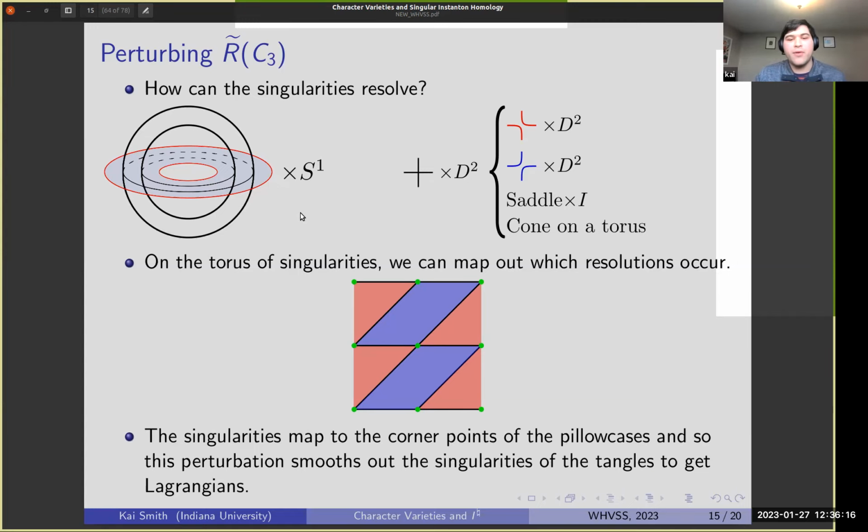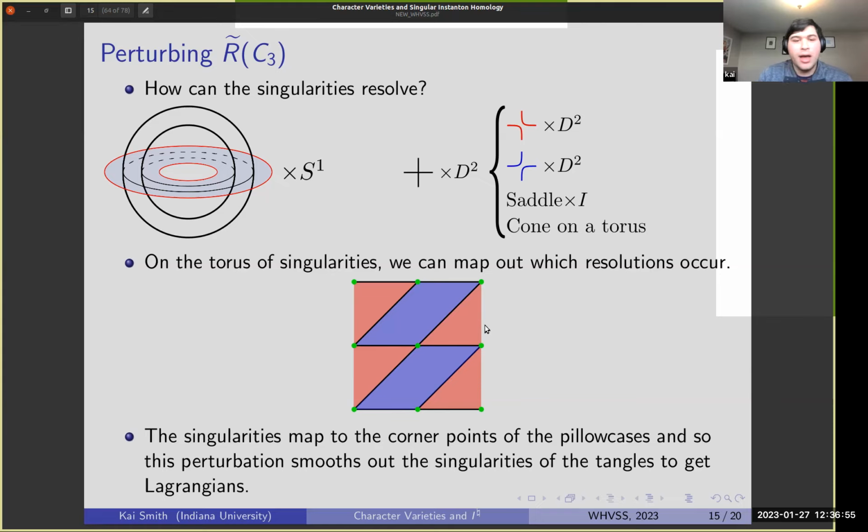When we look at how this character variety maps to our product of 3 pillowcases, these remaining singular points map to the product of 3 corners of our pillowcases. And so when we're concerned about our symplectic manifold, we're only looking at the smooth stratum, which doesn't care about the corners. And so since we're throwing out the corners anyways, these singular points don't matter because they're just mapping to those corners that we're throwing away. So for what's going on inside the symplectic manifold, this smooths everything out.